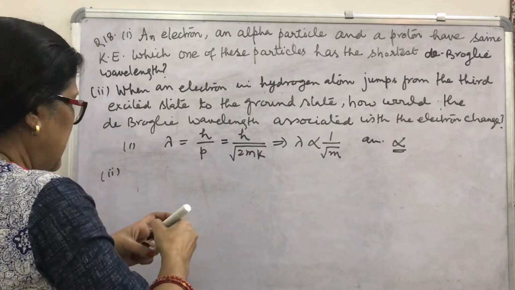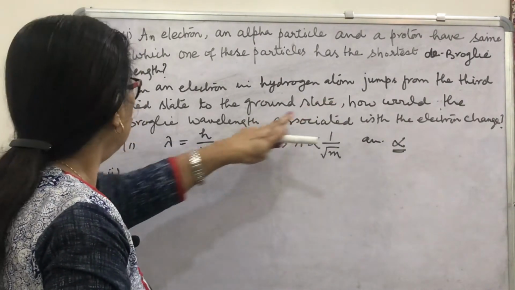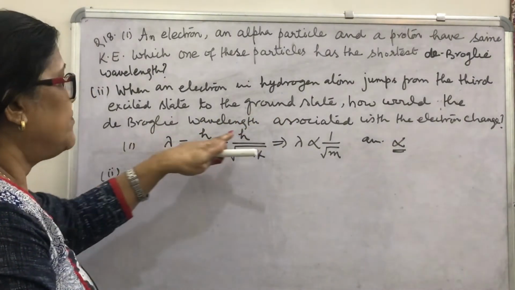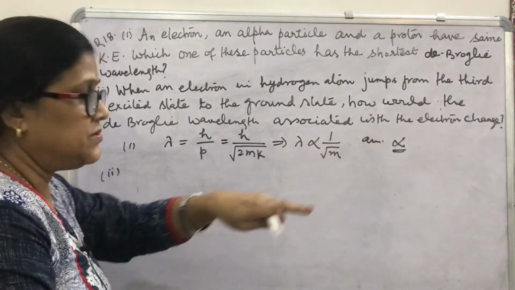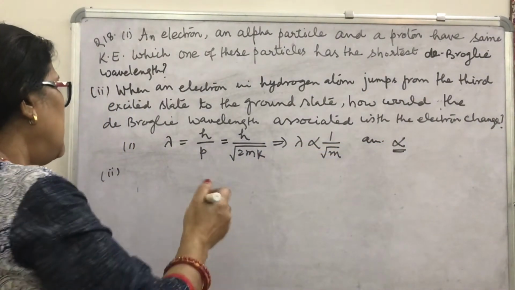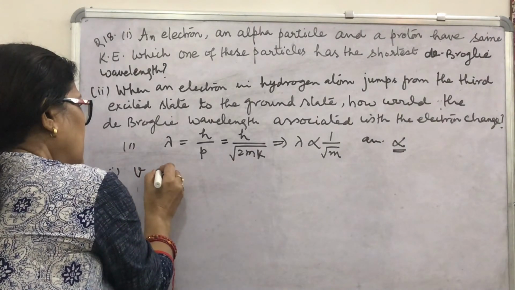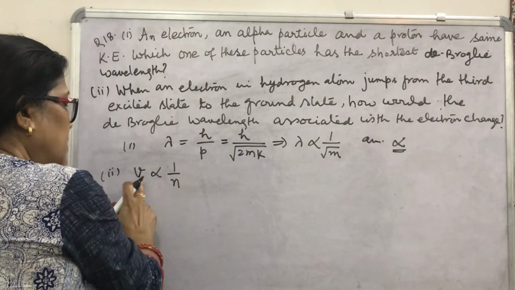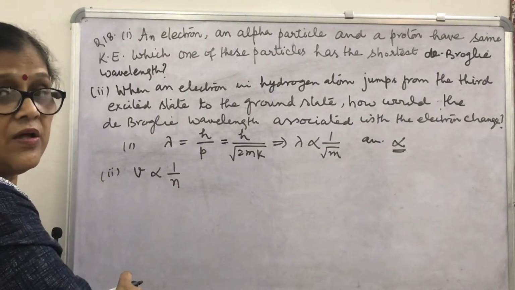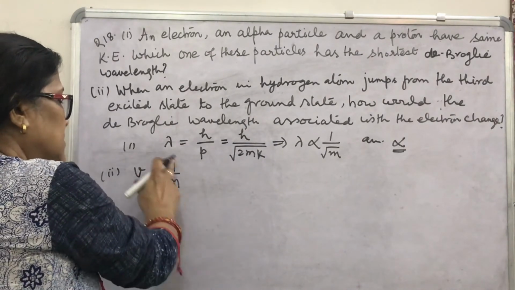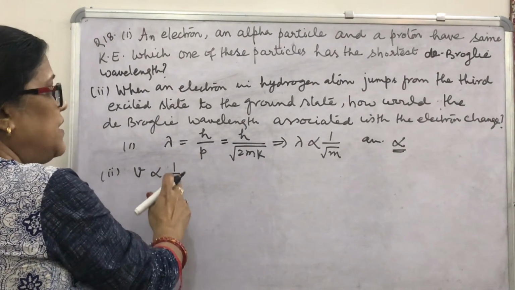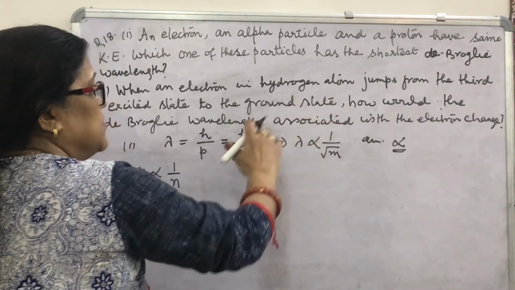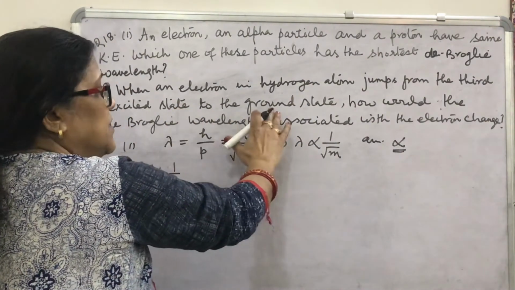Second part says, when an electron in a hydrogen atom jumps from the third excited state to the ground state, how would the de Broglie wavelength associated with the electron change? You know, in case of an electron moving in a stable orbit, its speed is given by 1 upon n. Here, you know this relation, V is inversely proportional to n. The electron is jumping from the third excited state to the ground state.